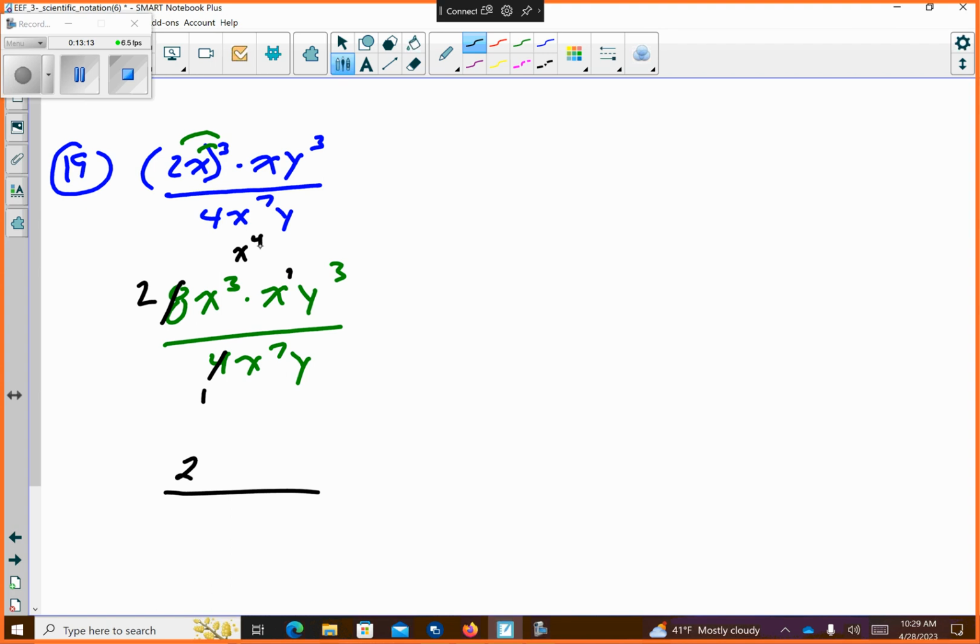Tug of war with the x's. Who wins, top or bottom? By how many? 3. Good. Tug of war with the y's. Who wins, top or bottom? Top by how many? 2. Because that's a 1 there, right? Okay, so just be cautious on something that big. Sometimes you want to try and do too much in your head. You might want to write a little bit down.